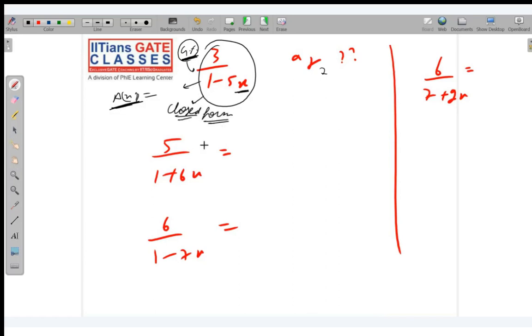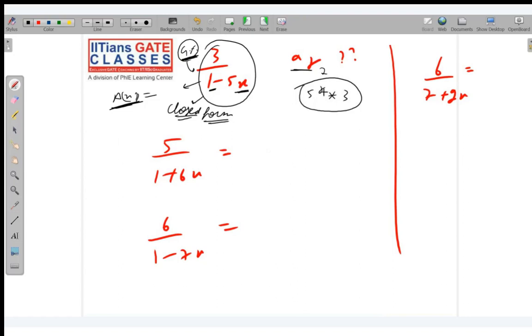What will be the open form? You have to find it like sigma. Don't worry, I will find the open form also. Open form is nothing but your sequence type thing only. So what is the AR? What is the numeric function? 5 power r multiplied by 3. So this is our numeric function. Because here there was 1, so no problem at all.